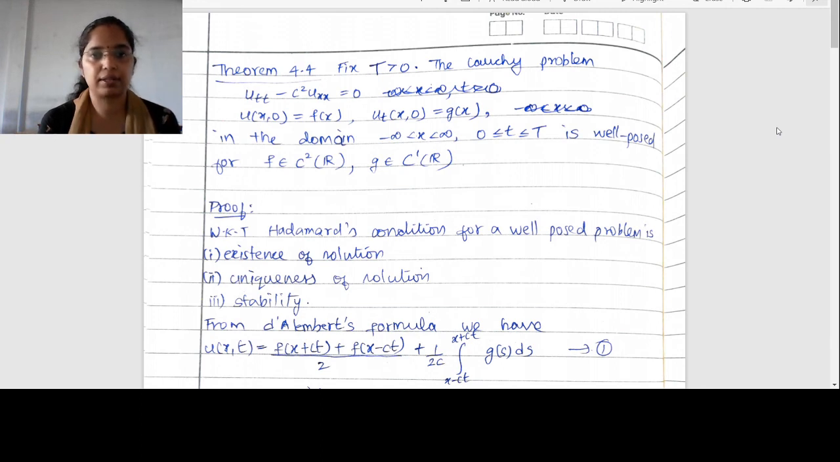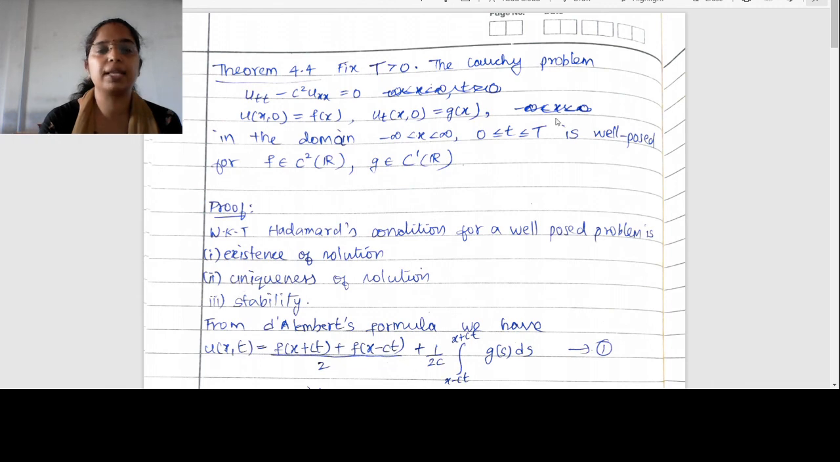So here the difference is that time is bounded. You can see 0 less than or equal to t less than or equal to capital T. So if the time is fixed, so it is a bounded quantity, then this PDE is well posed. Also, f is the initial condition, so f being an element of C2(R) means it is twice differentiable and the derivative is continuous. g is an element of C1(R), so it is one time differentiable.